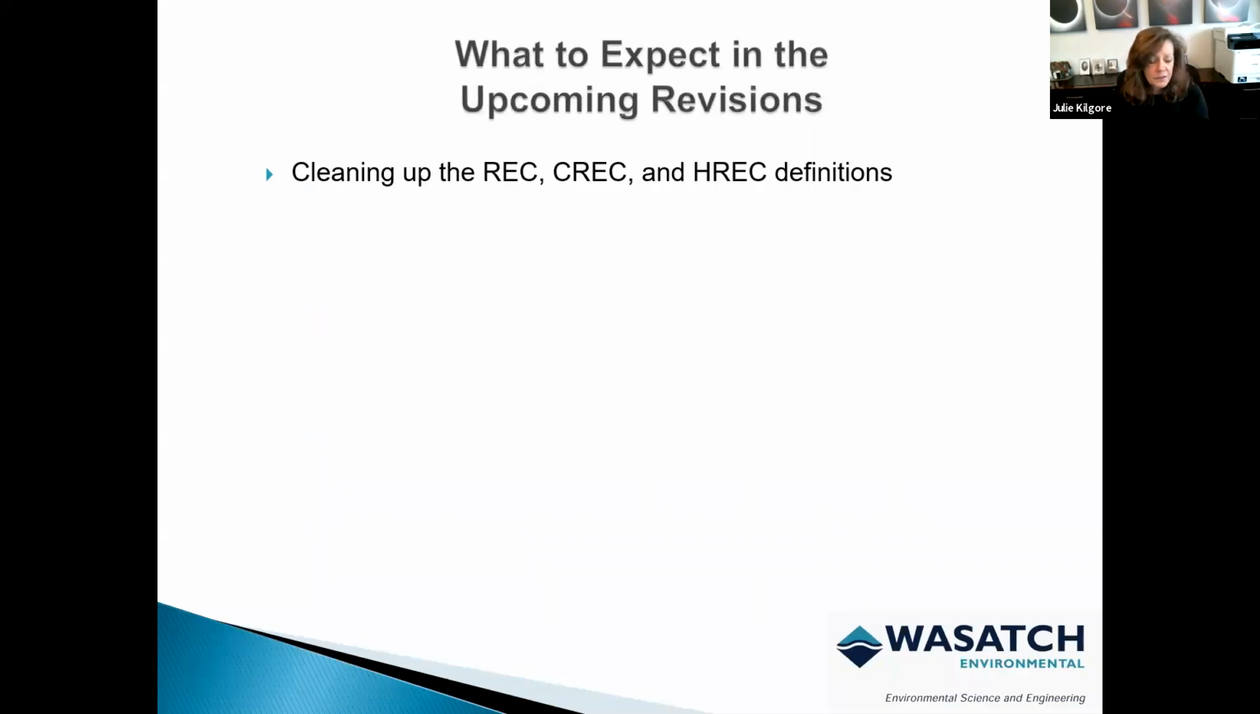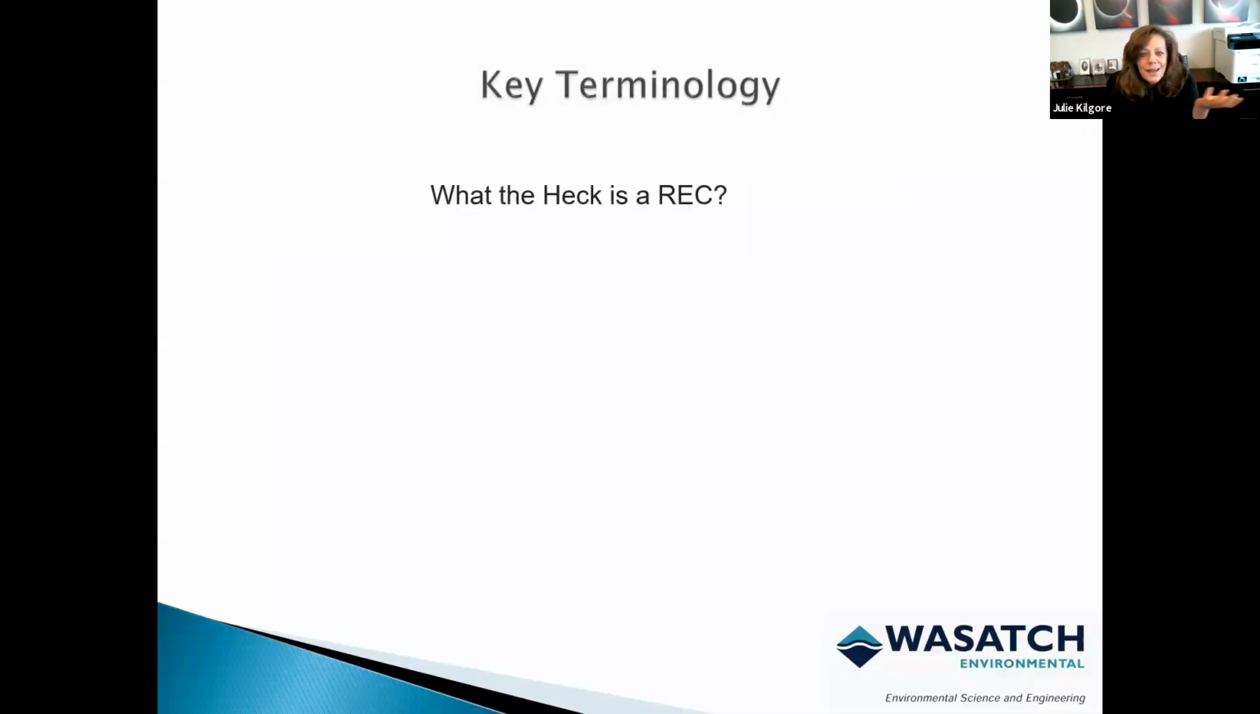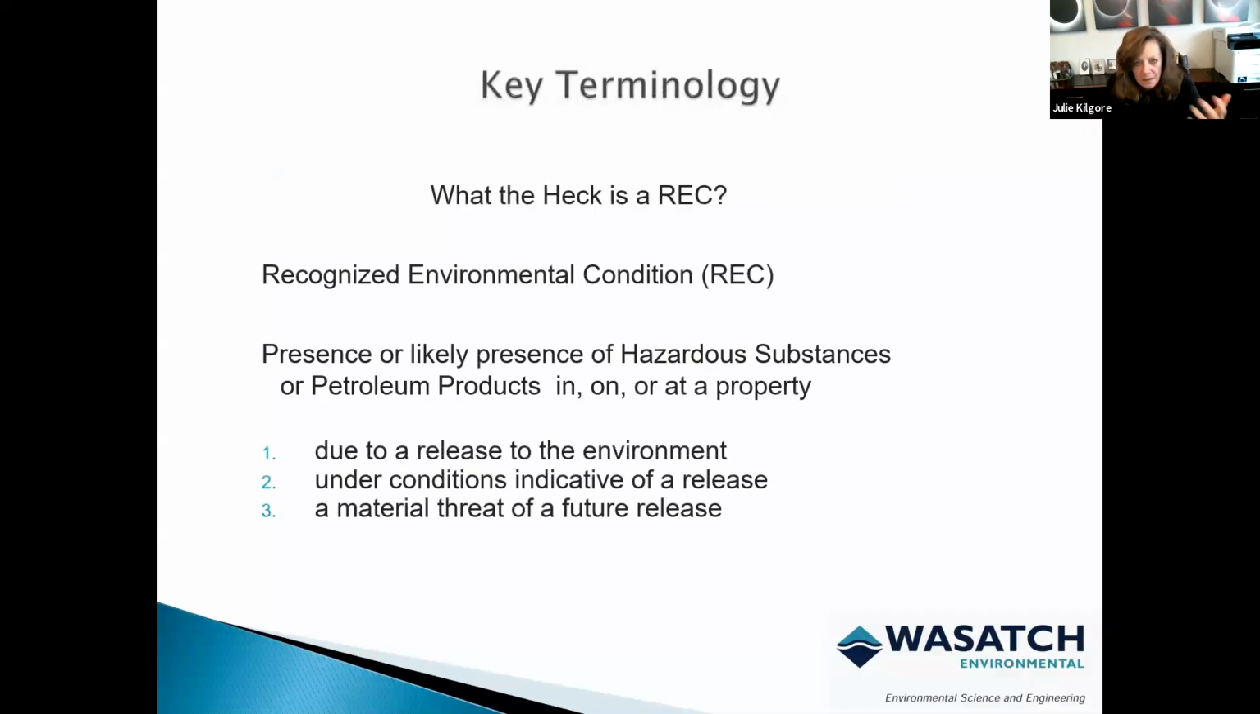So what to expect in upcoming revisions? We're always trying to clean up the definitions of the recognized environmental condition, the controlled recognized environmental condition, the historical recognized environmental condition. Those are such key components of the outcome that we want that to be clear, so we're coming up with consistent conclusions in that Phase 1 process. It starts with this: what the heck is a REC, right? Well, of course, we know recognized environmental condition: the presence or likely presence of a hazardous substance or petroleum products at a property under conditions of a release, right? We know it's there. Under conditions indicative of a release, we have information that suggests it's likely to be there, or a material threat of a future release.